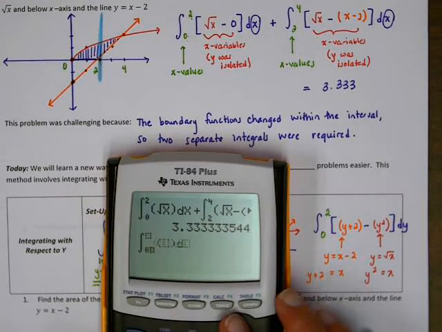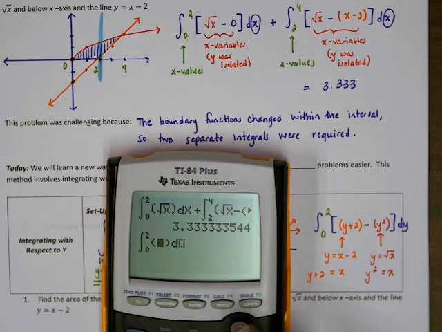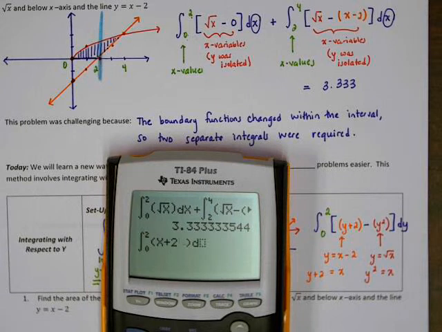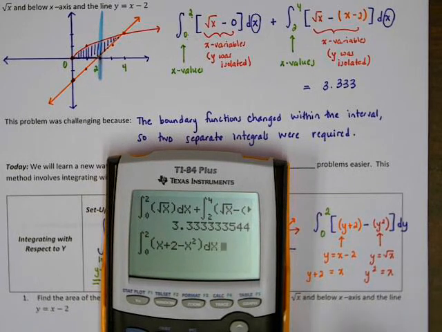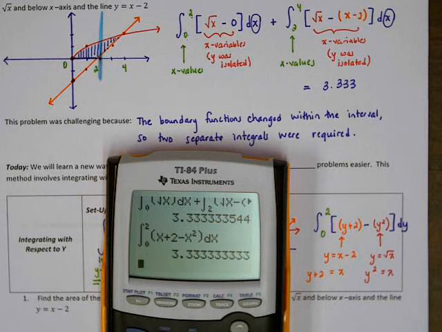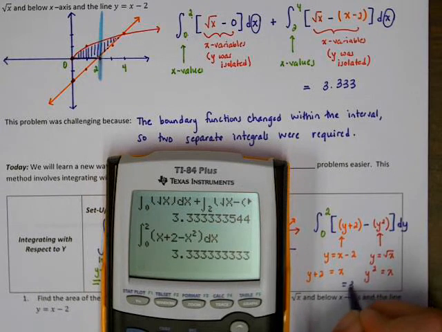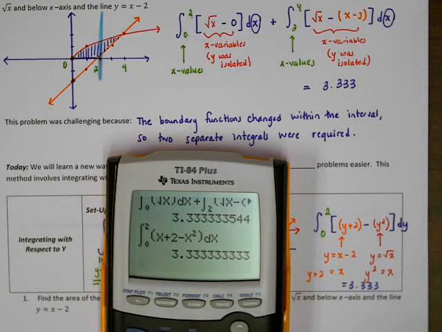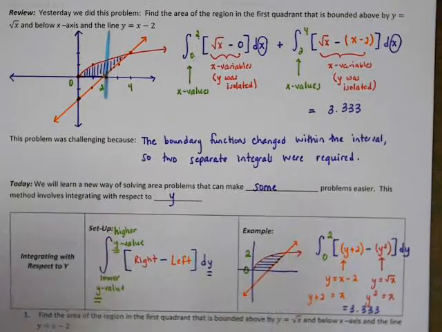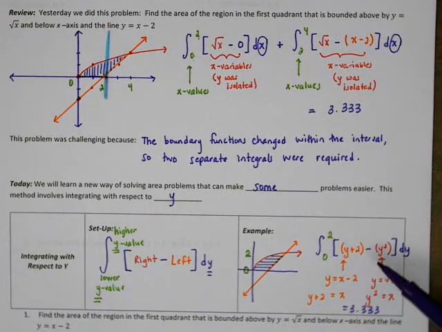Now let's type in this new integral that we set up here. Math 9 from 0 to 2. I would have y plus 2, but your calculator can't type in y's, so you just still type in an x even though you wrote a y on your paper, minus x squared dx. And you'll notice we got 3.333.